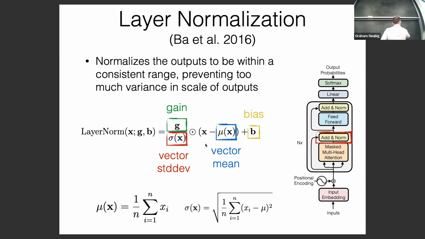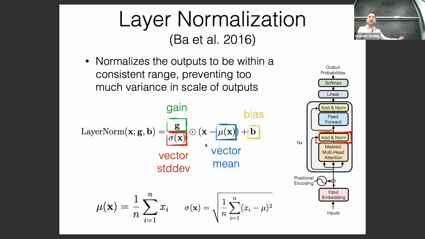So this is using the mean and the standard deviation. We're normalizing it down, and then we're adding a bias and a gain. So now we're moving it over to be in a standard place.